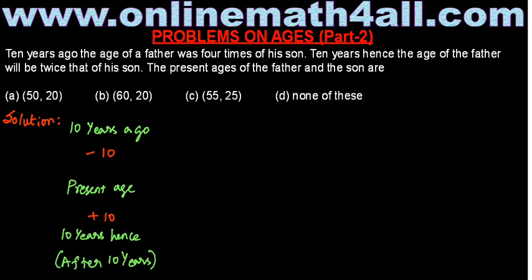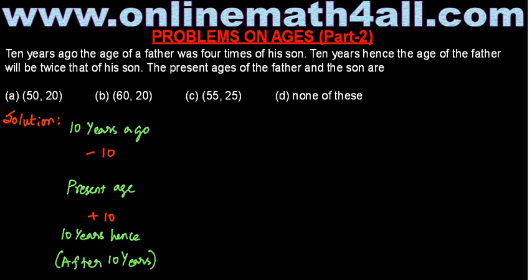Okay, in the given options, we find the present ages of the father and son. So that's very clear for us. Students, please listen to me carefully. When we look into the given options 50, 20, here 50 stands for present age of the father, 20 stands for present age of the son. Okay, now I'll show you how to get the correct answer from the given options.